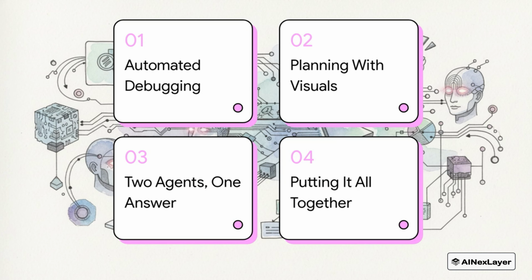So here's what we're going to cover. First, we'll check out its new automated debugging powers. Then, we'll see how it makes project plans way clearer with visuals. After that, we'll look at something truly wild, making two AIs compete to find the best possible solution. Let's get right into it.